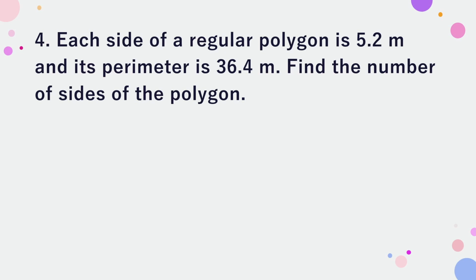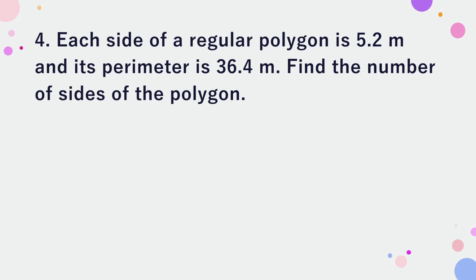Now, the question is, you're given the perimeter, that's 36.4. You're given the side of a regular polygon, that's 5.2. How will you get the number of sides? Will you do addition, subtraction, multiplication, or division? I will not do addition here. Divide, sir. Yes, very good. This is a division problem.